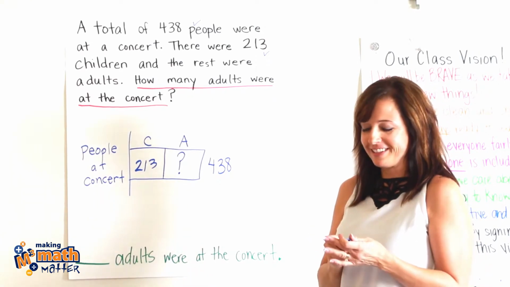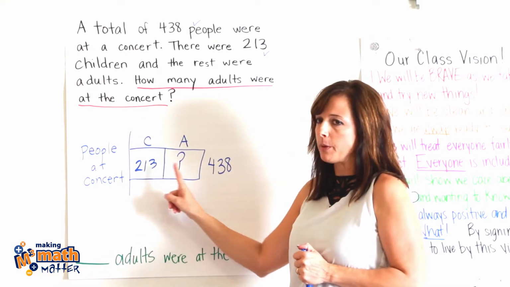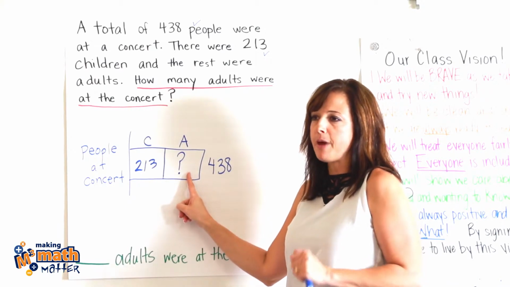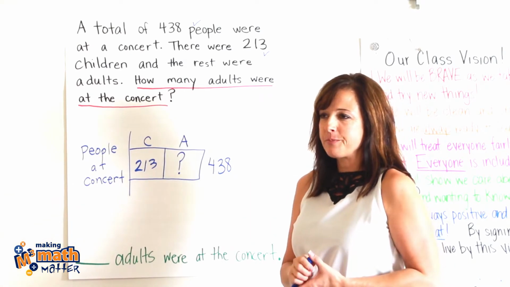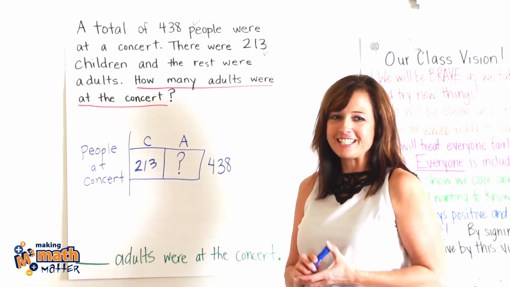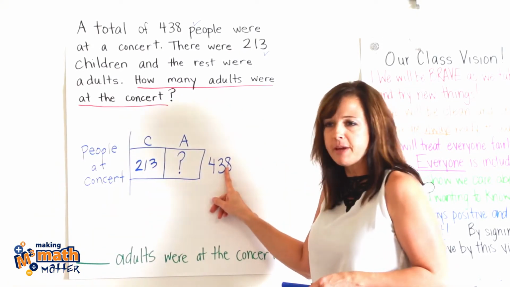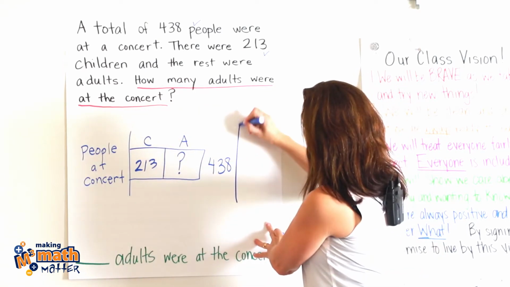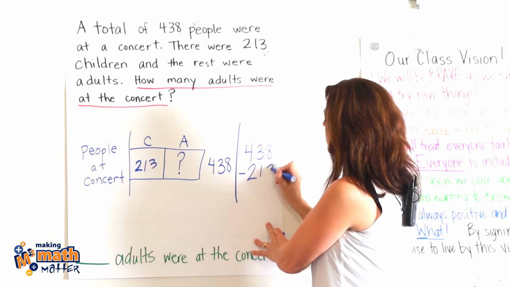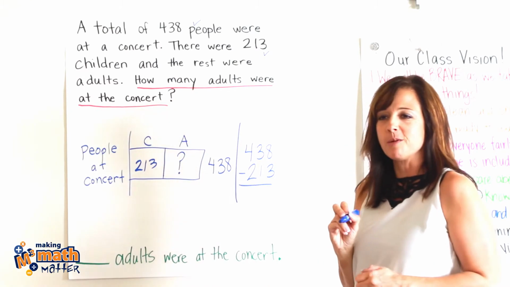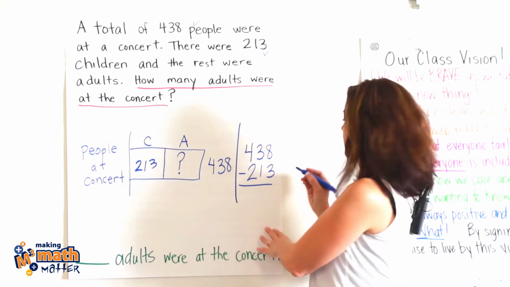Let me ask you this. When we know the whole and we know one of the parts but we don't know the other part, what type of math does that tell our brain to do? What are you thinking? Subtraction, very nice. So are we gonna take 213 minus 438? That doesn't make any sense. We wanna take the total number of people, subtract the number of children, and guess what? We will get the number of adults. So go ahead and work that problem and check me so I don't make any mistakes.